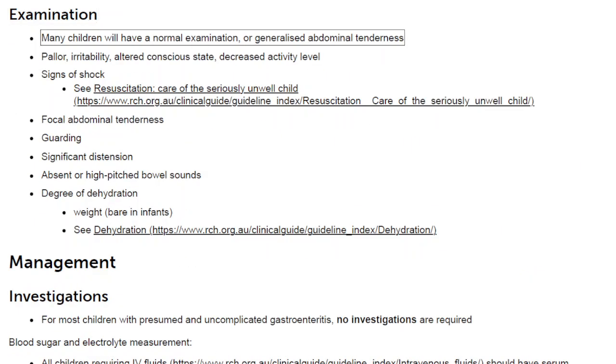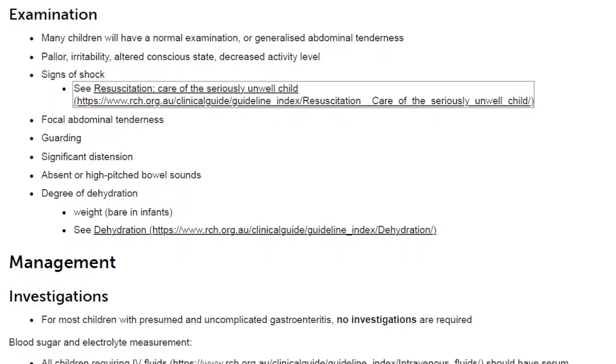Examination. Many children will have a normal examination, or generalized abdominal tenderness. Pallor, irritability, altered conscious state, decreased activity level. Signs of shock. Focal abdominal tenderness. Guarding. Significant distension. Absent or high-pitched bowel sounds. Degree of dehydration. Weight, bare in infants. Management.